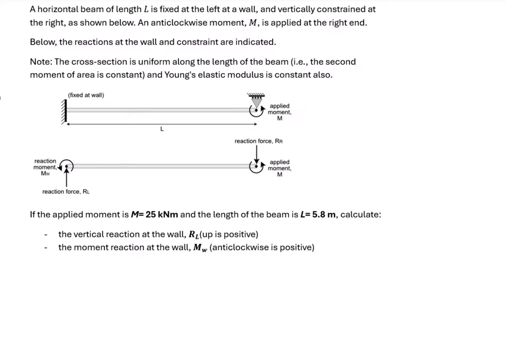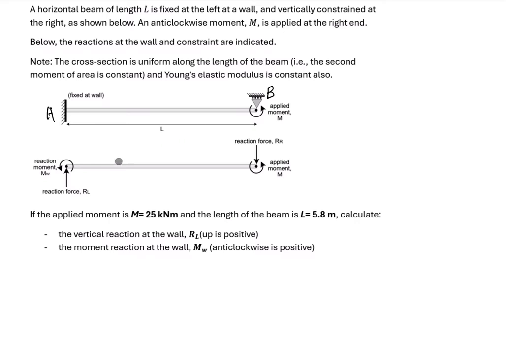Let's look at this question. We have a cantilever beam fixed at a wall support. This support is support A, and the free end is restrained by this roller support, which we'll call B.